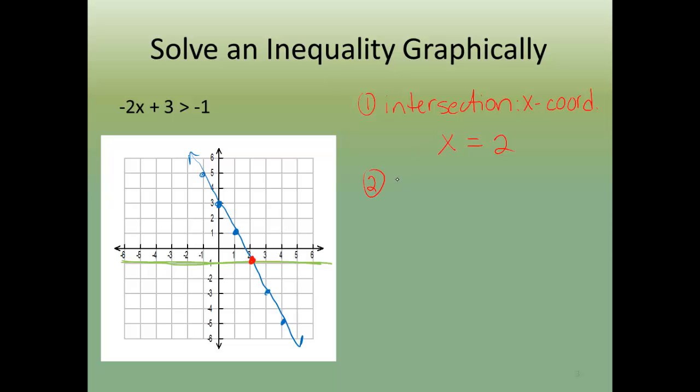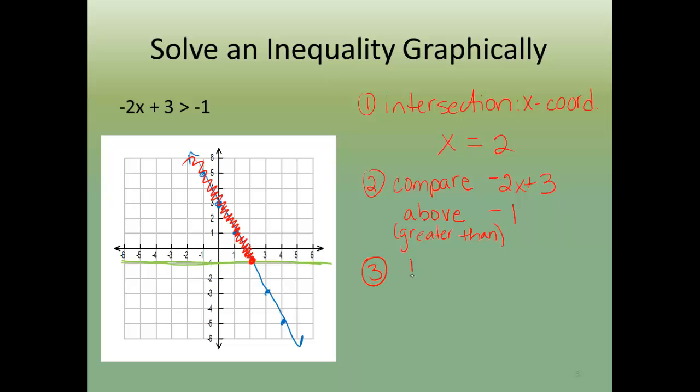Next, I want to compare when the blue line, so when is negative 2x plus 3, and because it says greater than, when is it above the negative 1. And if I look, it's everything on this side. So the negative 2x plus 3 is above because that's what the greater than is on that part of the graph.